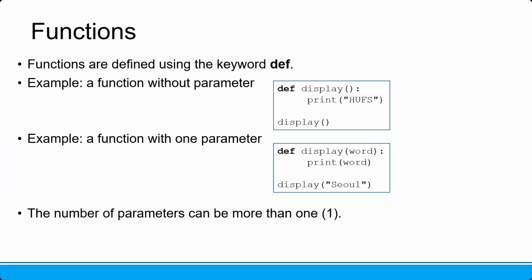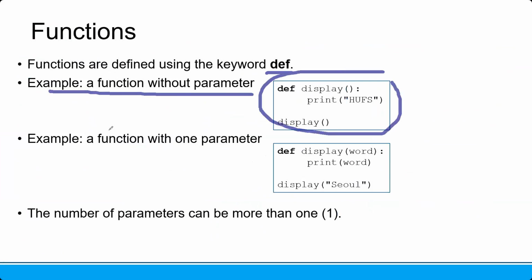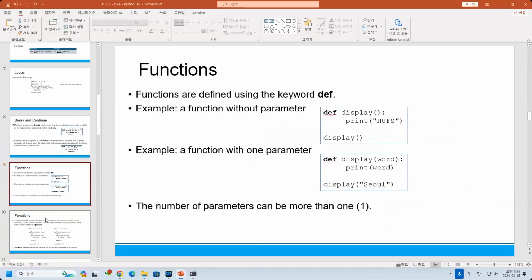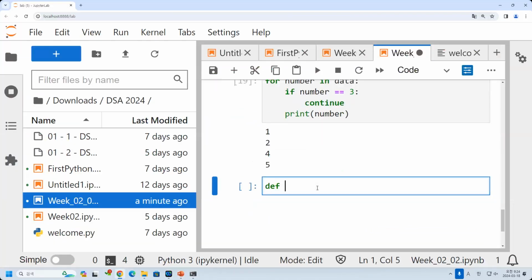Functions. We can create functions in Python, and we need to use the keyword def. So a function without parameter, we can see like this one, and a function with parameter, or we can have only one parameter, we can see like this one. So let's try. So we have def. Let's say I put display.